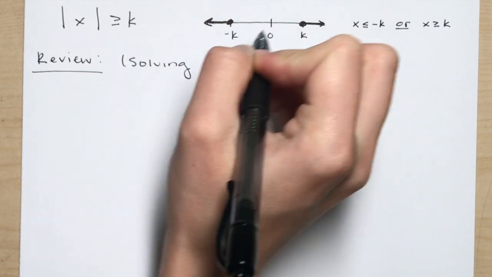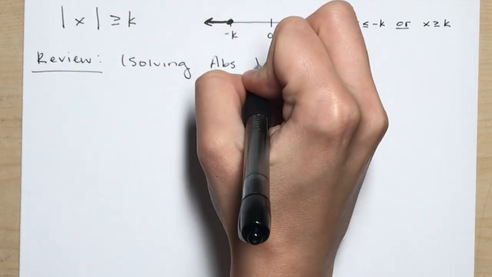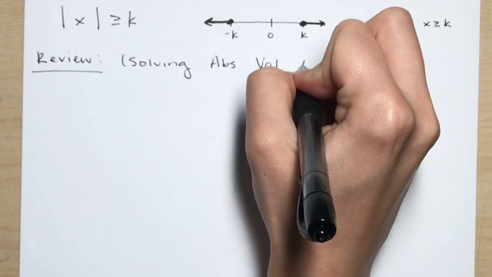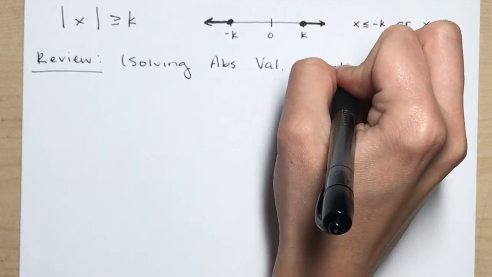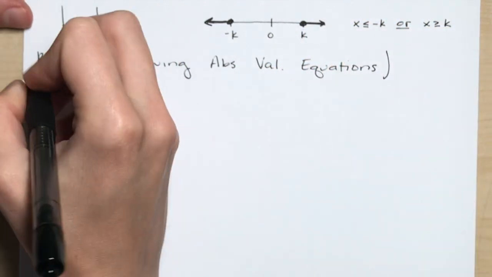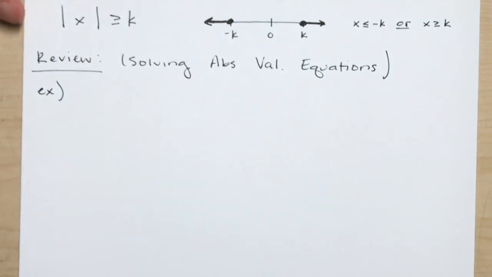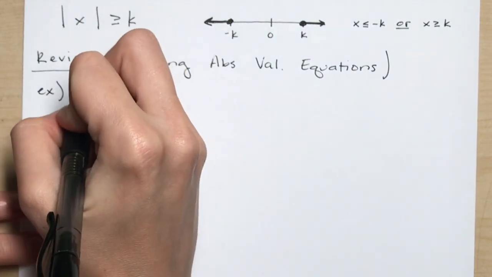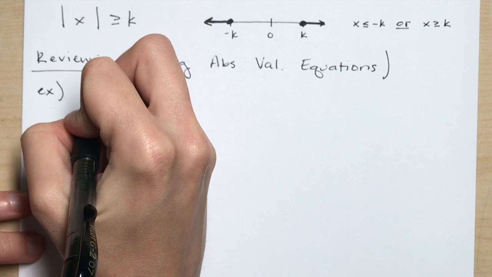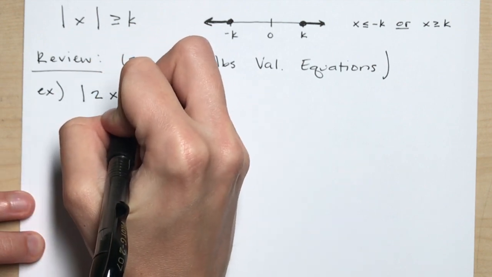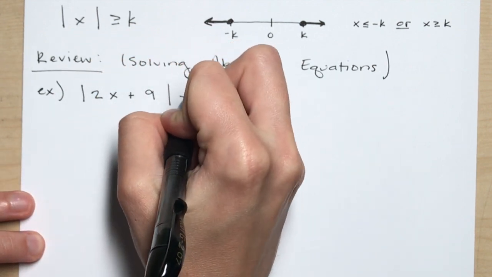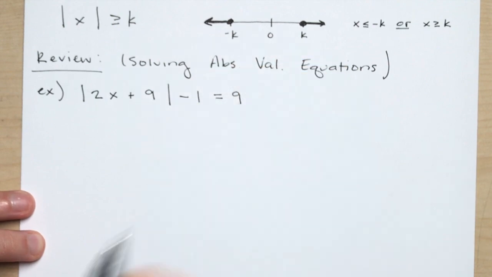Solving absolute value equations. So let's say we were given the absolute value of 2x plus 9 minus 1 equals 9. Well, remember our steps for solving absolute value equations.